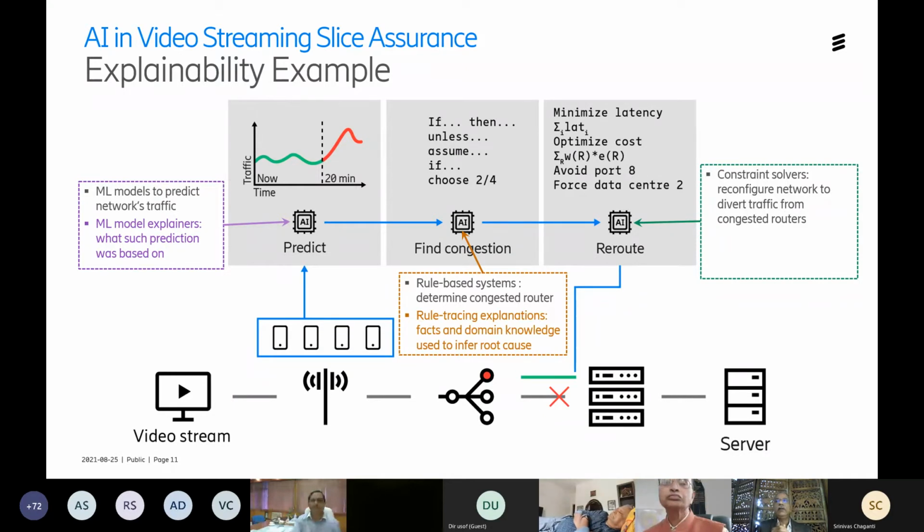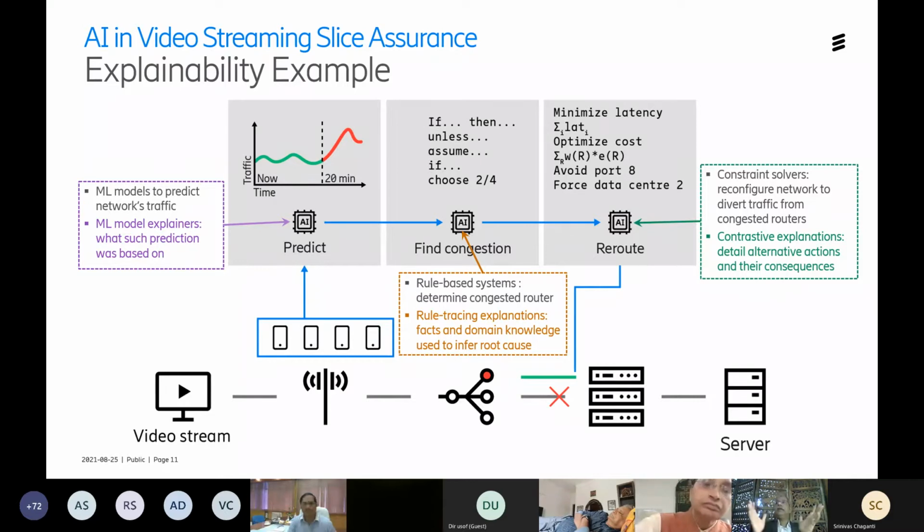Secondly, once you say there is going to be congestion, how do you explain that? Rule tracing explanations could be leveraged. Again, this is an example, keep that in mind. We have, in fact, shown a proof of concept around this. So facts and domain knowledge, how do you bring them together to help infer the root cause, that this port on this router is expected to be congested if this is the traffic. Third one, now you have offered an alternative. One may want to know, why did you recommend that? So contrastive explanations could be called for.